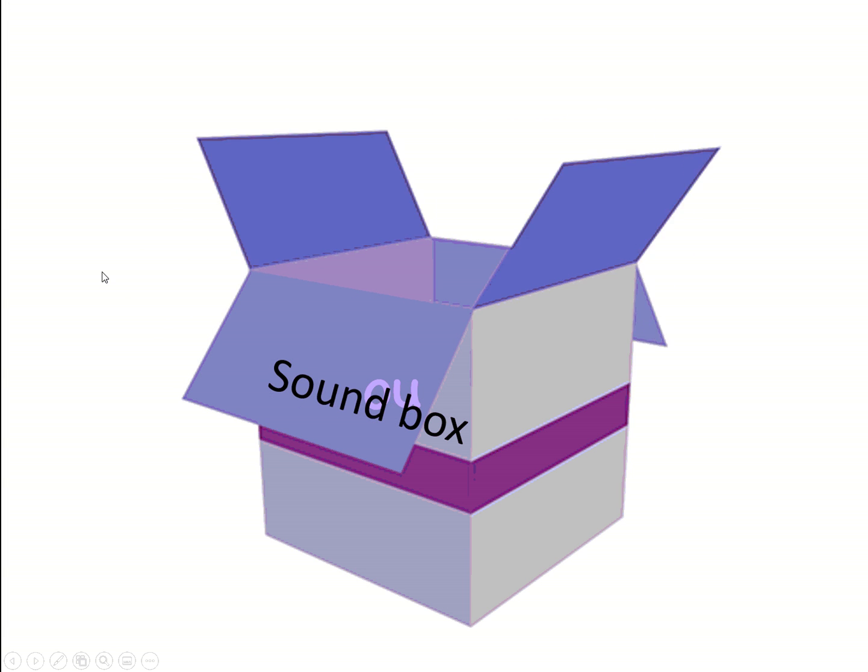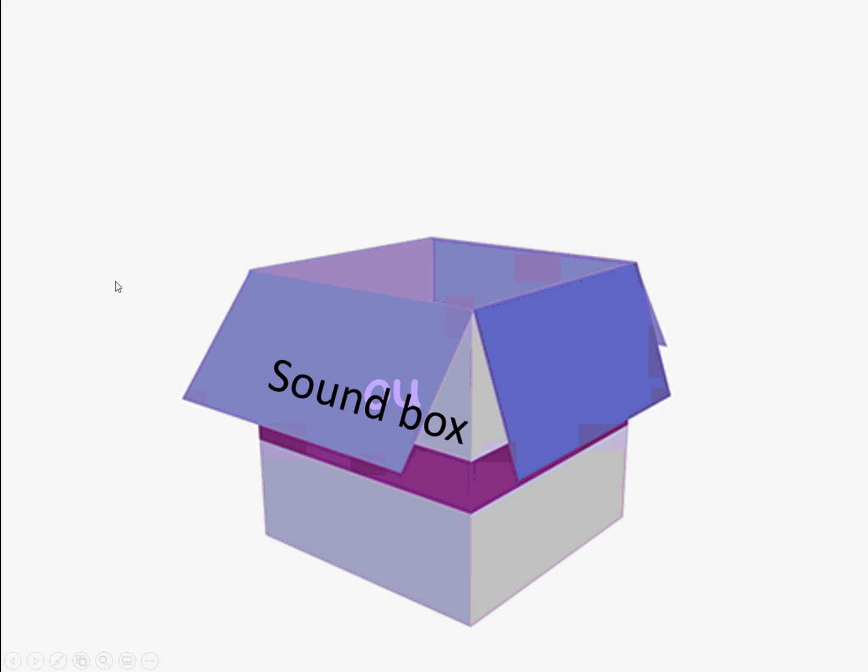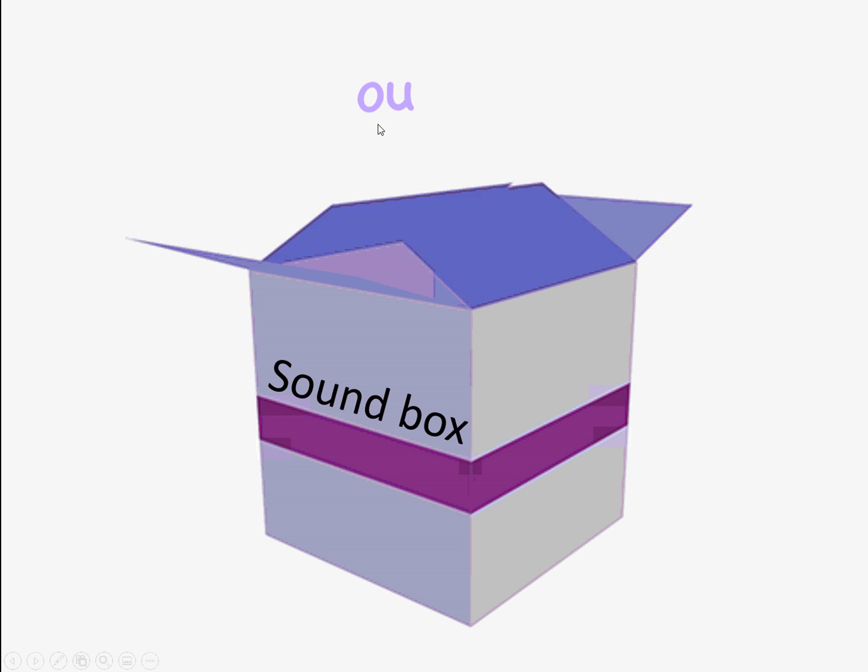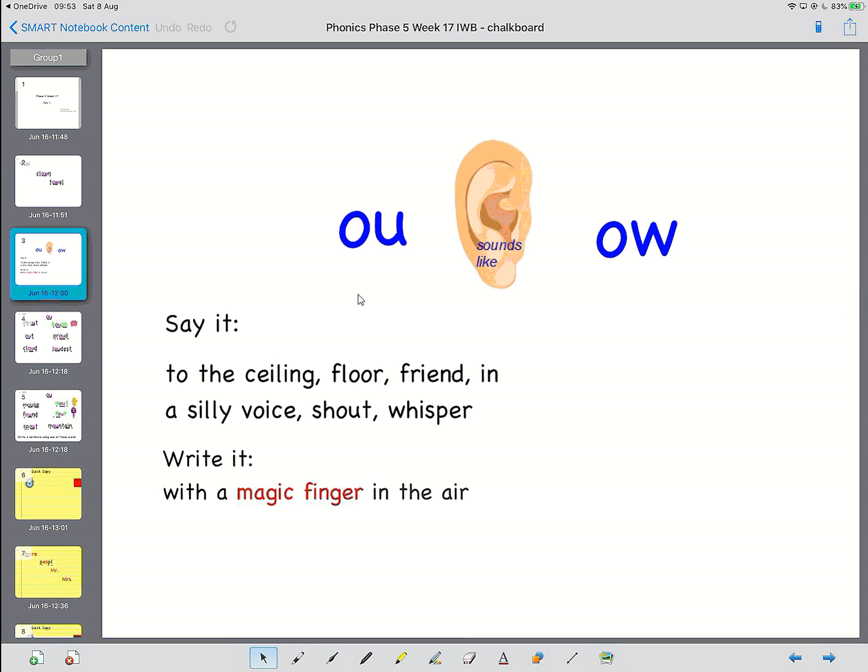So the ow sound can look like this. Let's see what we've put in the sound box. Ow can look like this: ow, ow, ow. So let's say the OU as ow. Say it to the ceiling. Say it to the floor. Say it to a friend or someone in your family. Say it in a silly voice. Shout it. Whisper it. Okay, now magic finger, write it in the air. Write the O, U, and say ow, ow, ow.